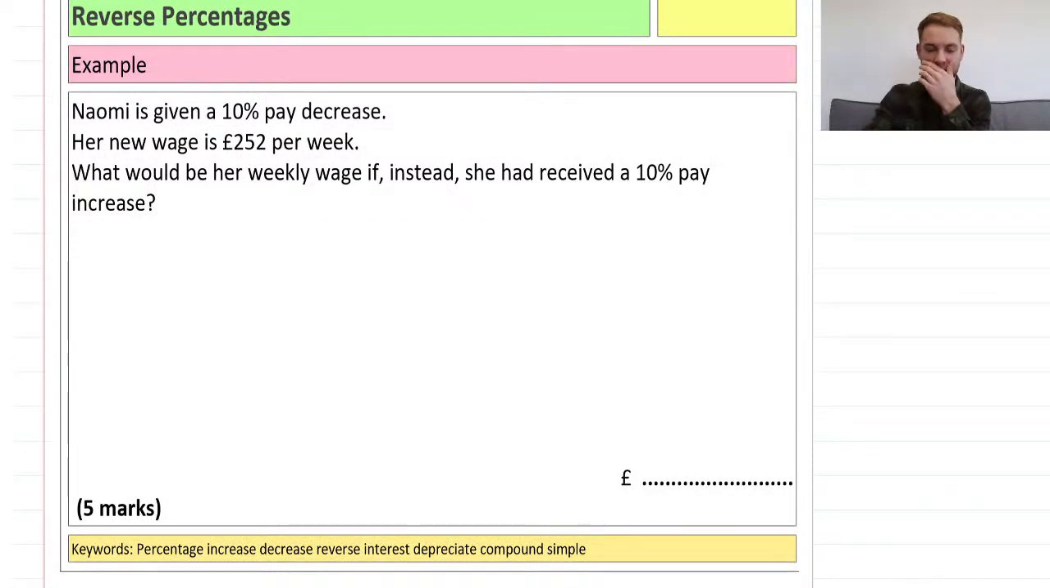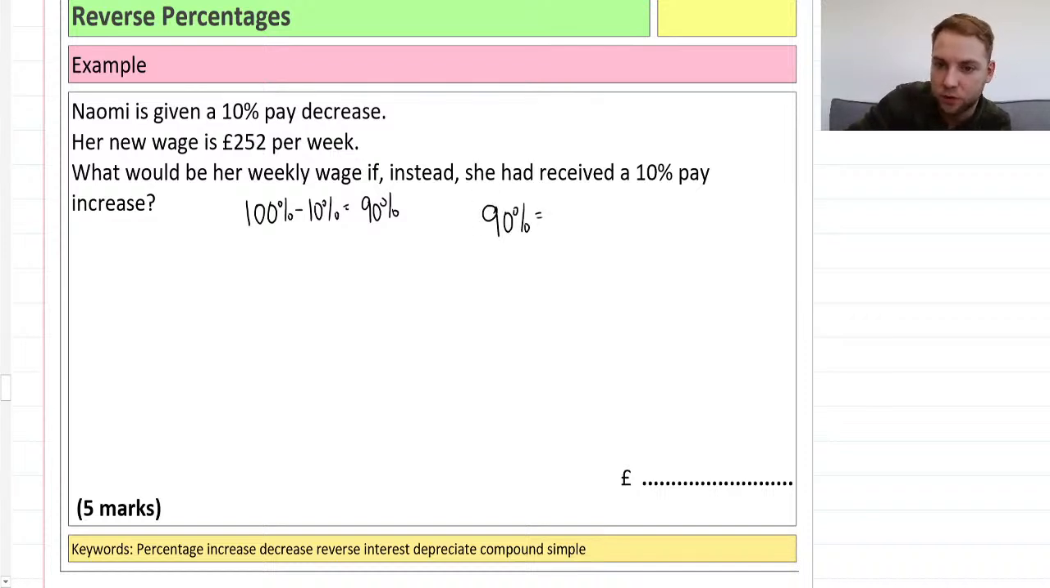So let's have a little go at this one together then. Naomi is given a 10% decrease. So what does that 252 represent? Well, she's given a 10% decrease. We know that it's 100%. 100% minus 10% is equal to 90%. Now, we know that the 252 represents that 90%. So our starting point is 90% is equal to 252.